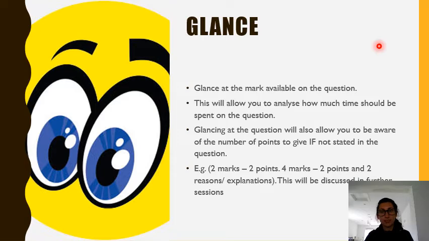And then we've got glance. We spoke about this previously as well. Glance at the marks available on the question. This will allow you to analyse how much time must be spent. Glancing at the question will also allow you to be aware of the number of points that you need to give if it's not stated. So this is how they catch it out sometimes. On a 4-mark question, they may say to you, what are the physical changes? But they might not say, give 4 physical changes. They might just say, what are they? What are the changes to Mary, for example? Let's think back to that one. And it's got 4 marks at the bottom.